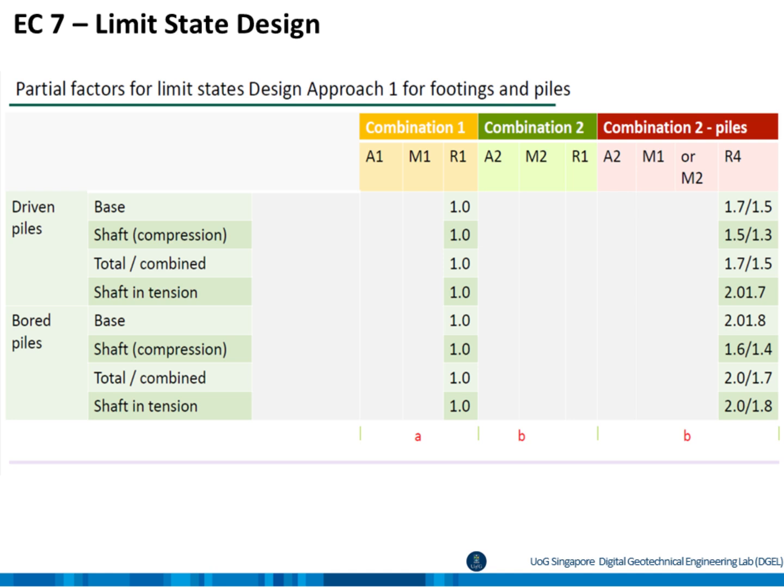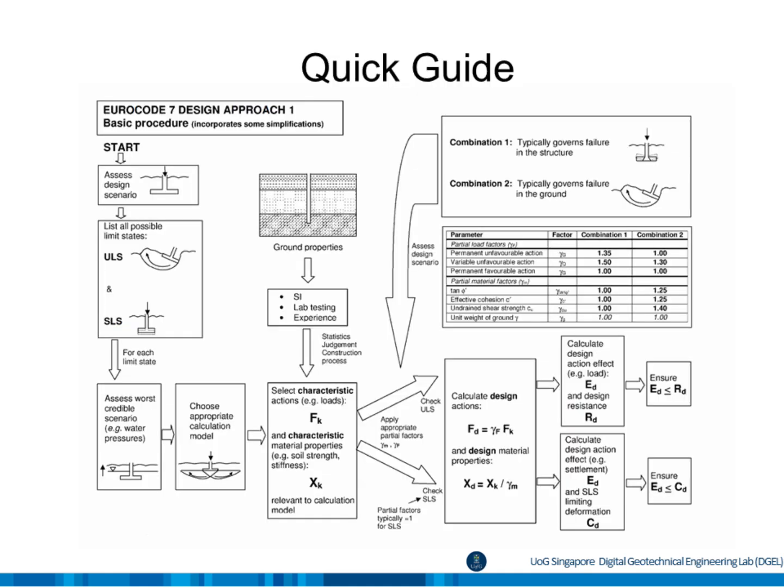For resistance, we divide the calculated resistance by the partial factors, which are often equal to 1, depending on the combination. As you can see, in Combination 2 for deep foundations, different partial factors are applied to the shaft resistance and the base, or toe, resistance. This figure shows the design procedure we just discussed. First, we assess the design requirements. At the same time, we consider the possible worst-case scenario. Then, we determine the design actions and the design material properties.